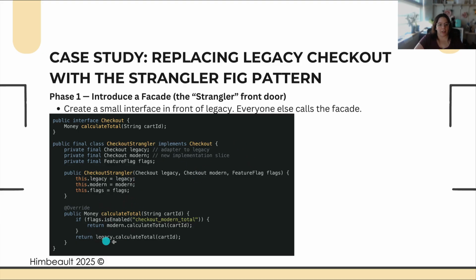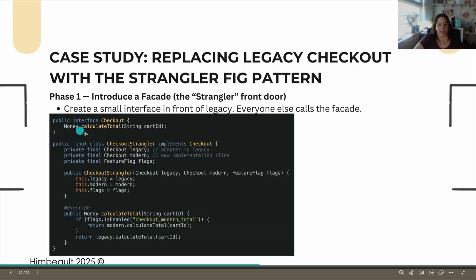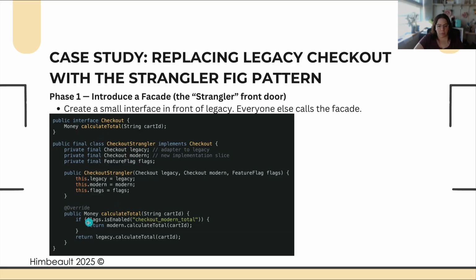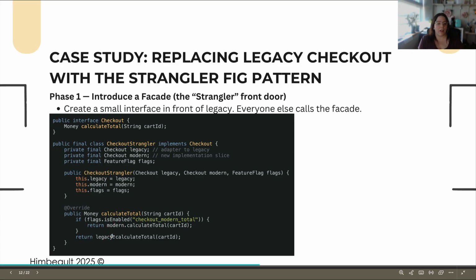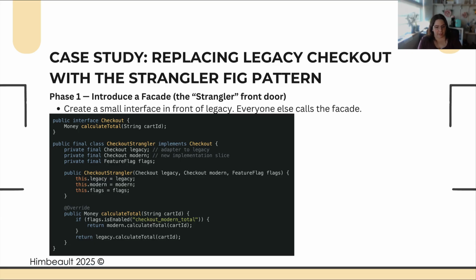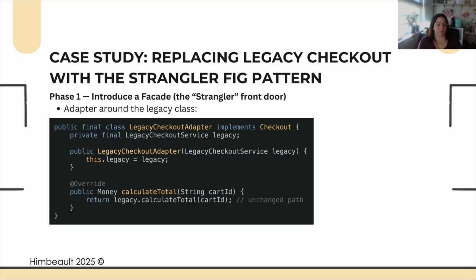Right here is our calculateTotal method. We are overriding the old one. Right here, if we want to use our new way of handling checkout, we totally can by calling modern.calculateTotal with our cartId. Otherwise, we can just fall back on the old one, the legacy's calculateTotal(cartId).